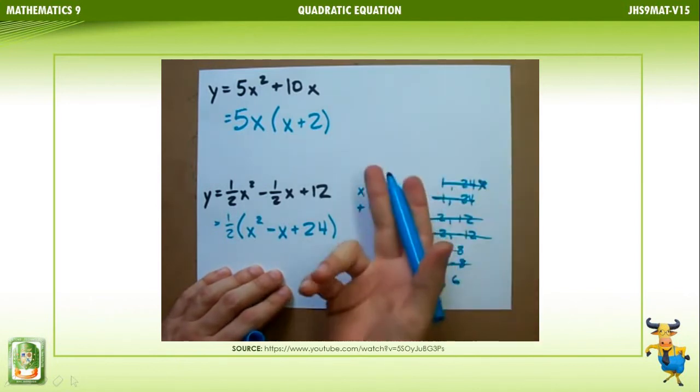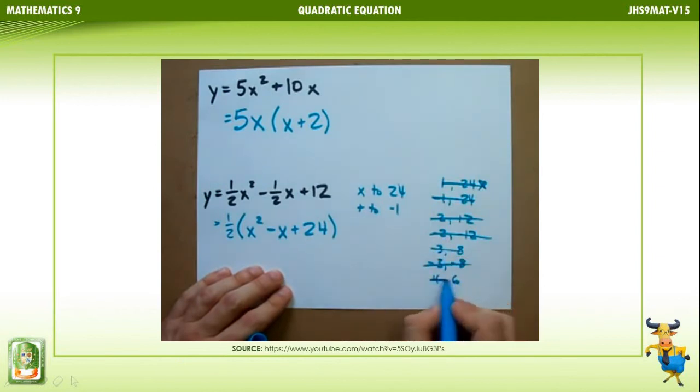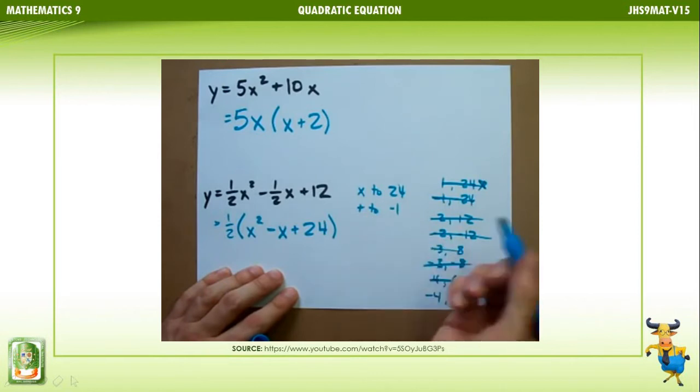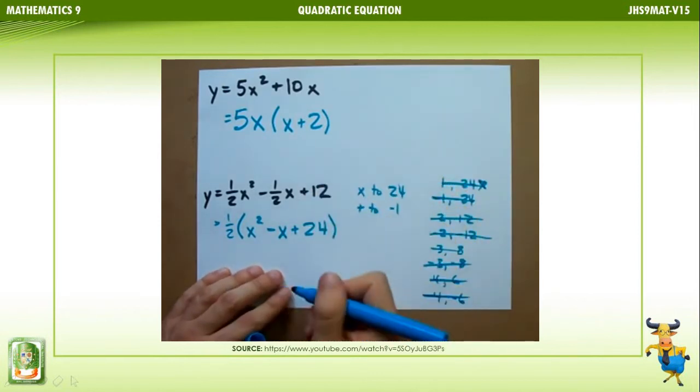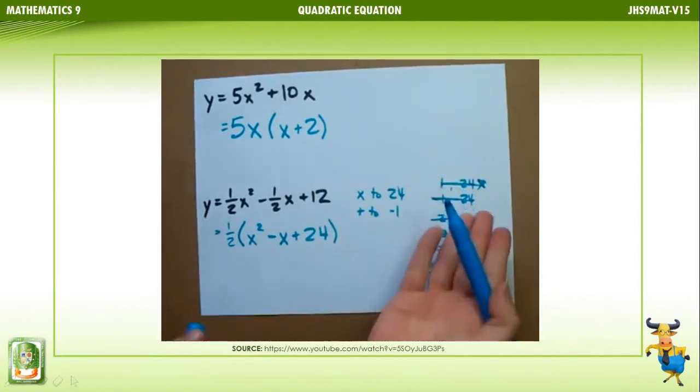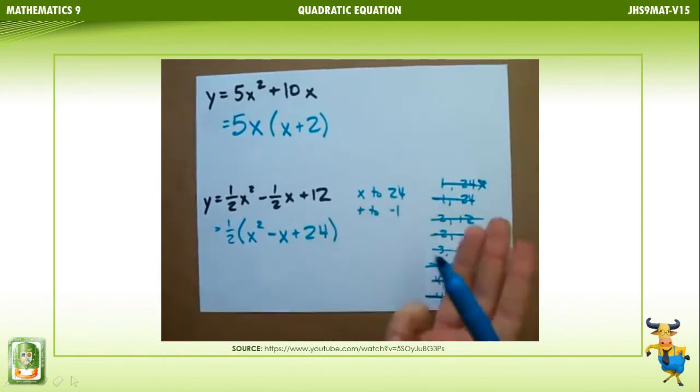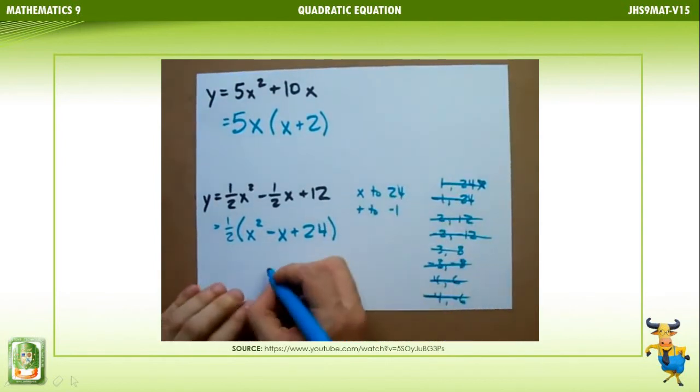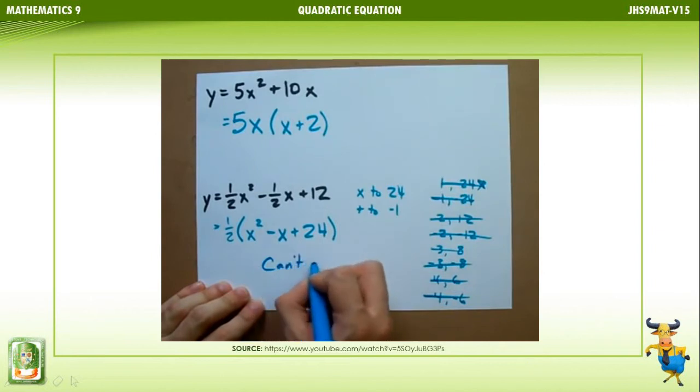4 and 6 multiply to 24. Doesn't add to negative 1. What about negative 4 and negative 6? That also doesn't add to negative 1. You know what? I've exhausted all the pairs of numbers that multiply to 24. This can't be factored further.